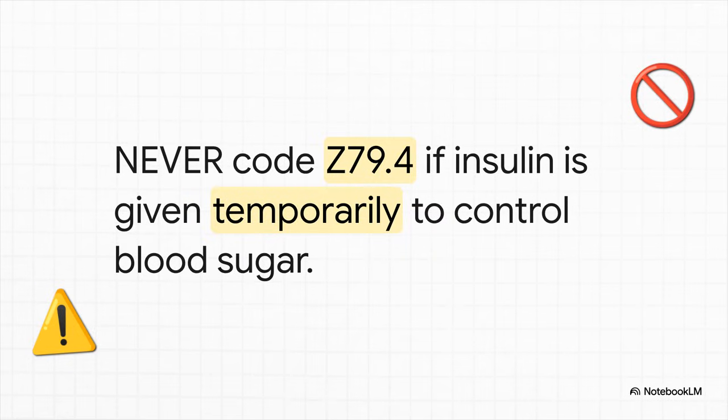Oh, and one more thing. Actually, scratch that. This is incredibly important. You must never fall into the trap of assigning a long-term drug code if insulin is only given temporarily. If it's just a sliding scale insulin drip used for a few days to bring blood sugar under control during a brief hospital stay, no way. The keyword in the Z79 category is long-term. Temporary does not equal long-term, for sure.